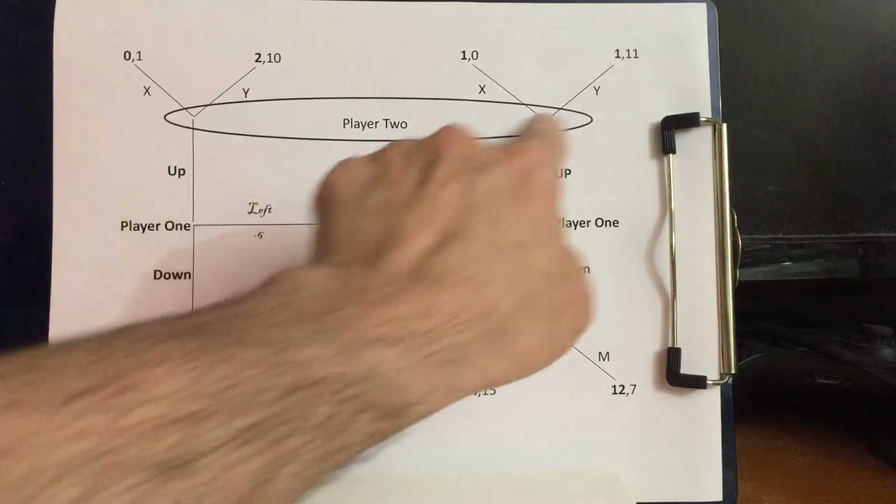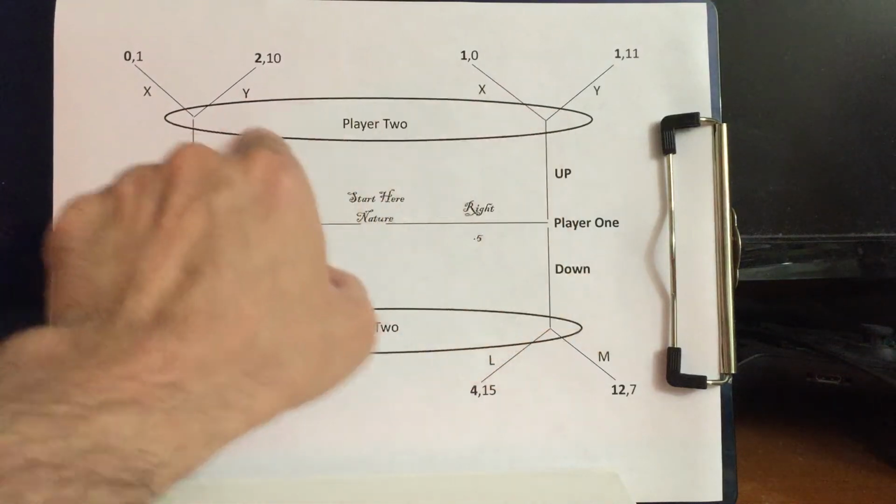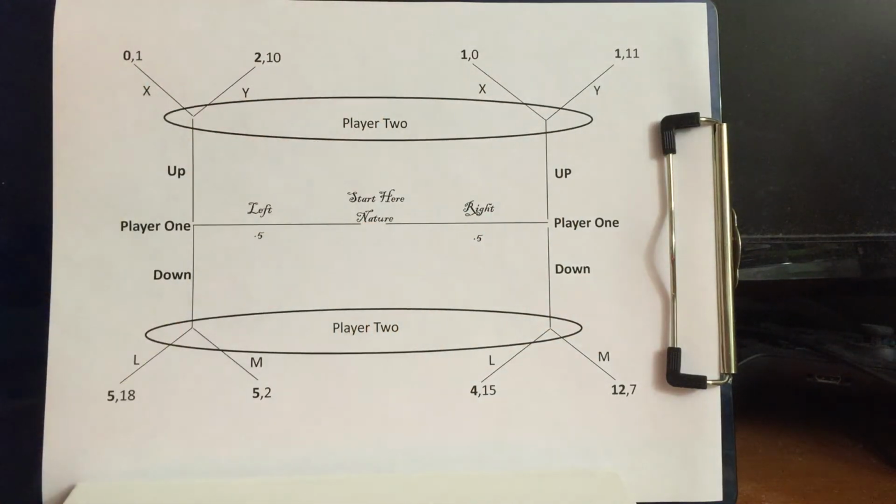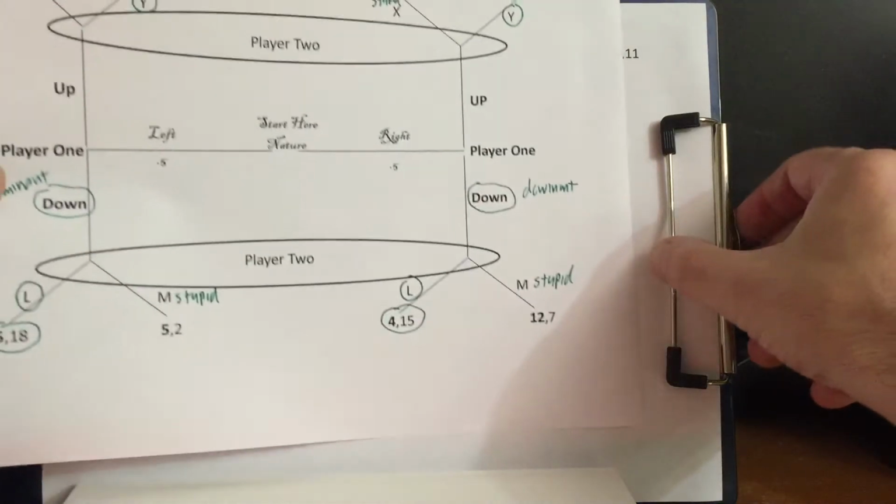So again, this oval means that you don't know where you are in this. Basically, player 1 observes what nature does. Player 2 observes what player 1 does, but does not know what nature did. Why don't you pause the video and figure out what you think should happen in this game? Okay.